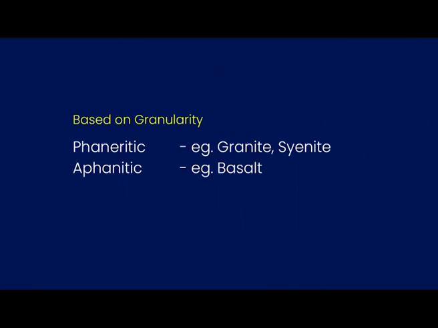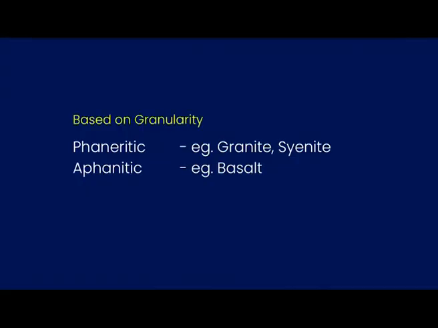Based on texture itself, we have classification based on granularity. Here two broad kinds are there, phaneritic and aphanitic. Phaneritic means the grains in the igneous rock can be seen with the naked eye or with the help of a hand lens. Examples being granite and syenite. Aphanitic means the grains are not visible to the naked eye. It may be seen with the help of a petrological microscope.